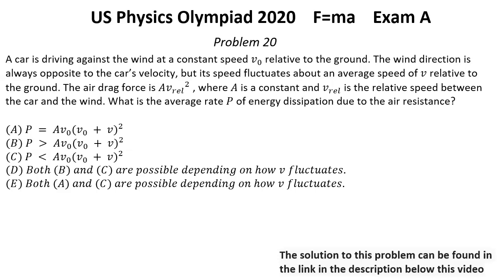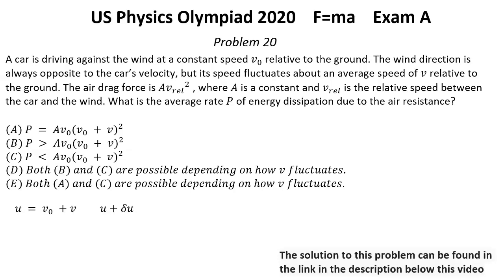What is the average rate P of energy dissipation due to the air resistance? Solution for problem number 20. Let's define U as V0 plus V. Here V0 is constant and V fluctuates. Then the relative speed of the car and wind is U plus delta U, where delta U averages to 0.